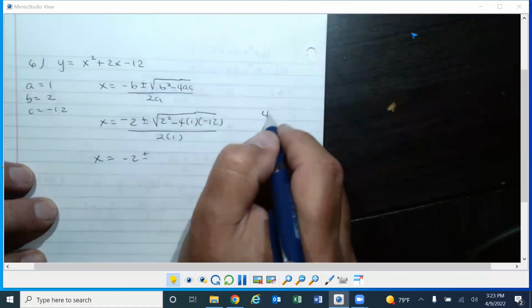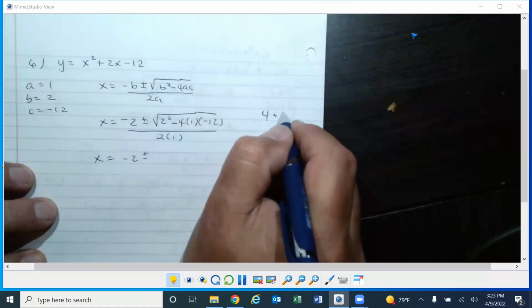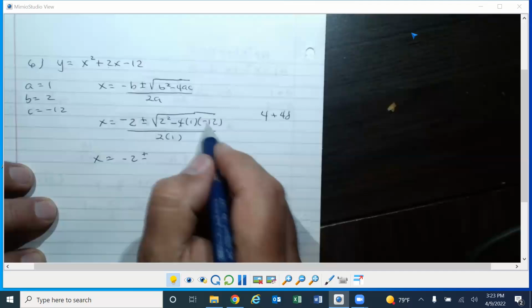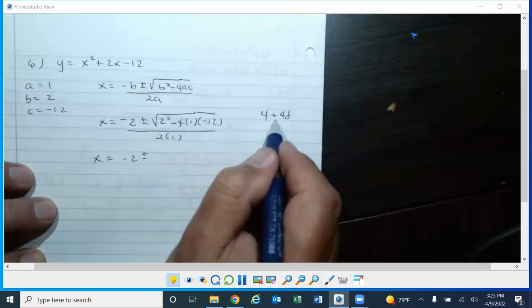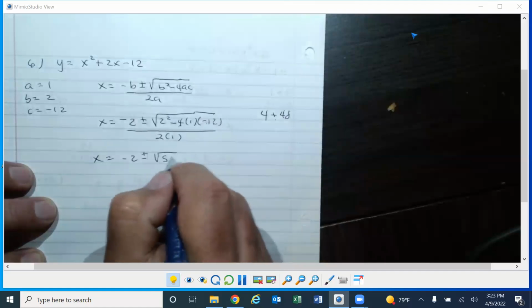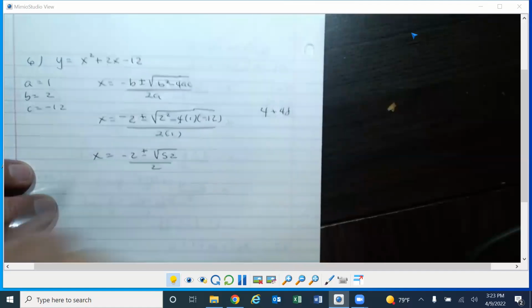4 times 12 is 48. And since there's 2 negatives, it's an add. So this is going to be 52. So it's going to be the square root of 52 over 2.